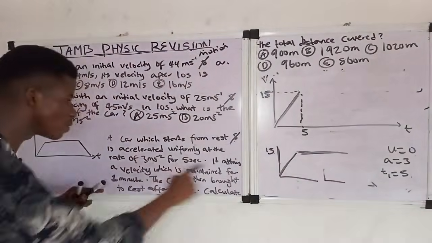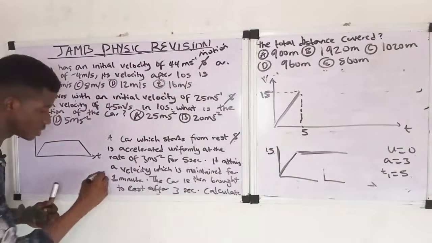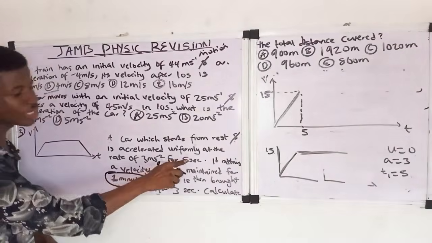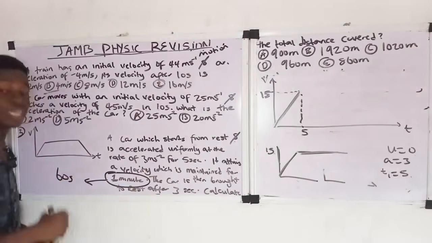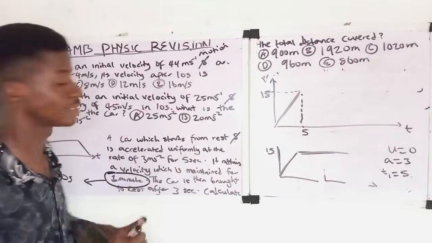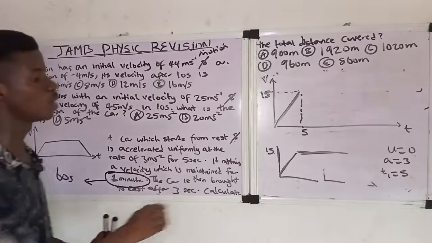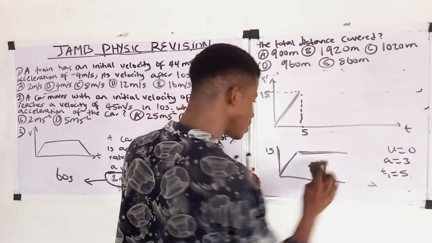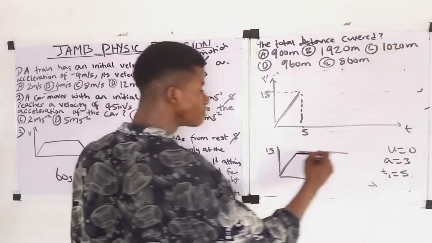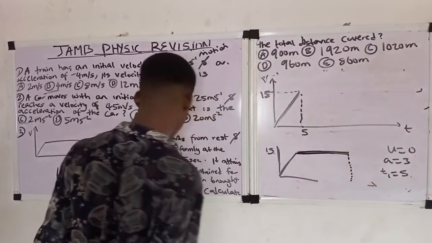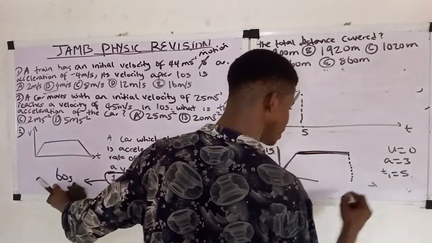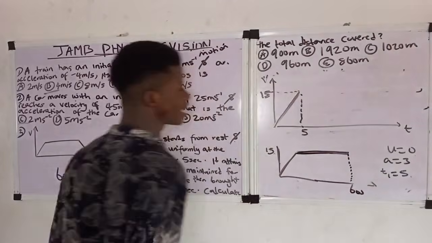They say maintain it for 1 minute. Remember, this is 1 minute. Now we're dealing with seconds. So 1 minute is the same thing as 60 seconds, right? 60 seconds make 1 minute, right? So they're telling us that this speed was maintained for 1 minute, which is the same as 60 seconds, right? Let's go to here.